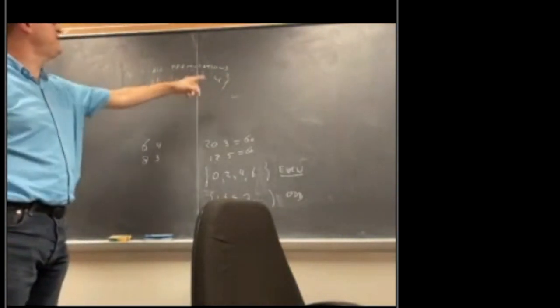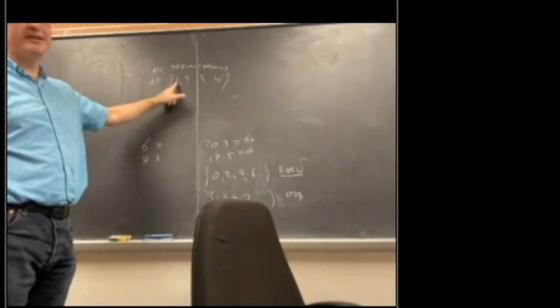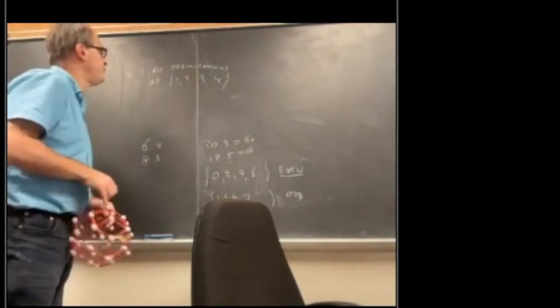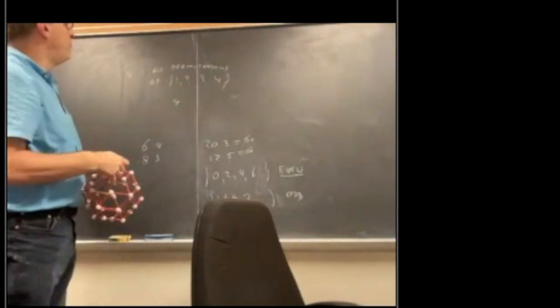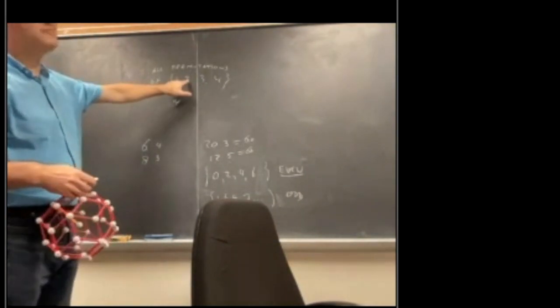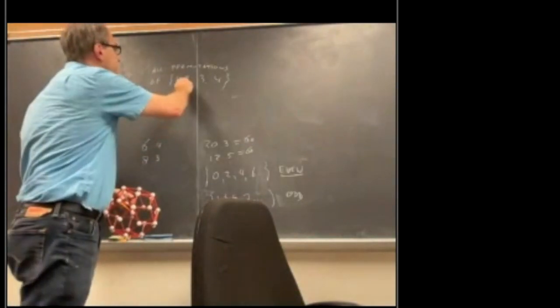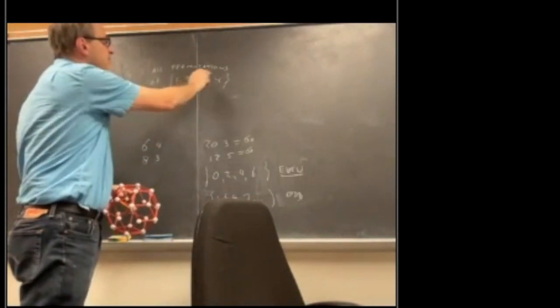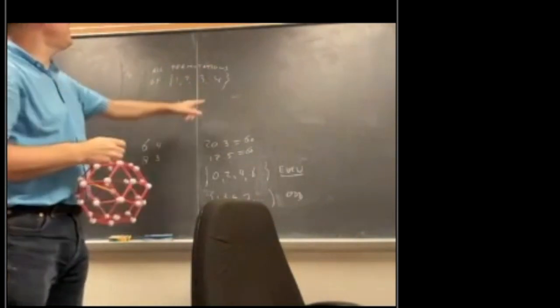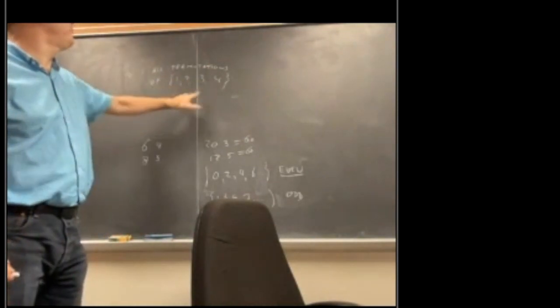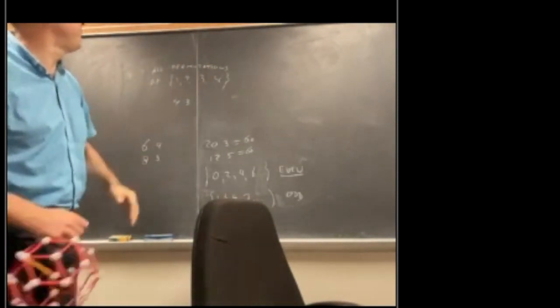So if you permute these 4 numbers, then this one can go to any one of these 4. So that's 4 choices. But once you selected where this one goes, then for this one there are 3 spots free where it can go. So this one can go to any of the remaining 3. Well, then this number, now you've used up 2 numbers, so this one can go to any of the remaining 2.